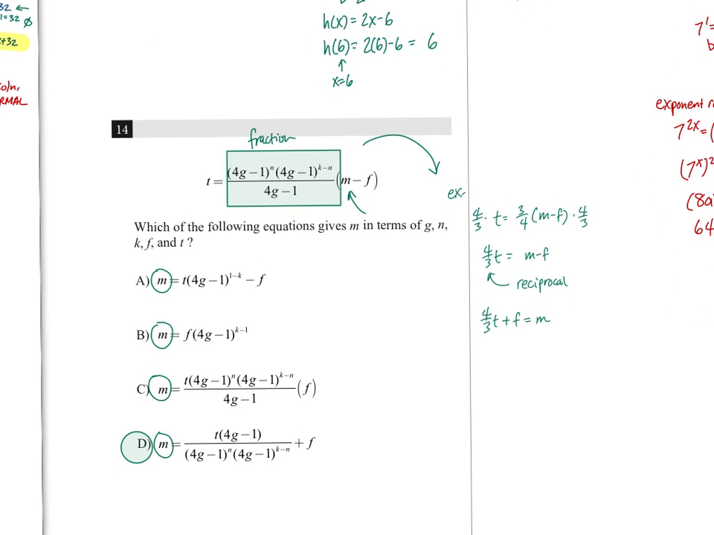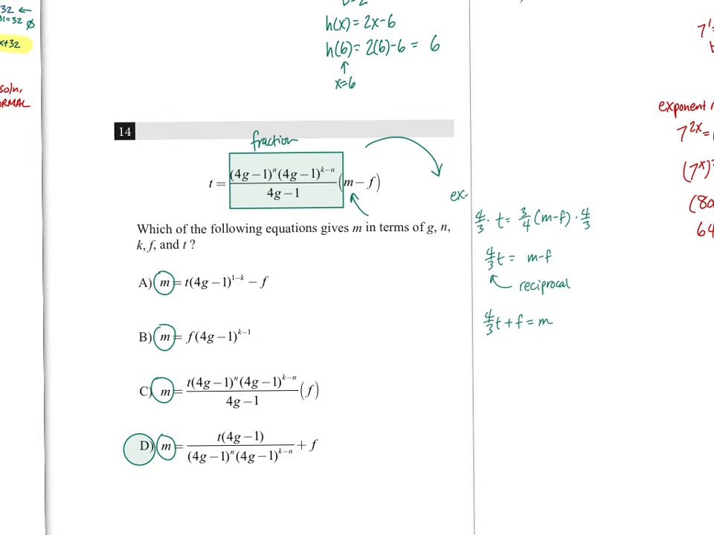In number 14, this is an "in terms of" question. And on an "in terms of" question, what happens is we're just solving for m, right? But we're not going to get anything numerical, as you can see from the 4 answer choices. It's all m equals, m equals, m equals, m equals. But on the right-hand side, what are we doing?